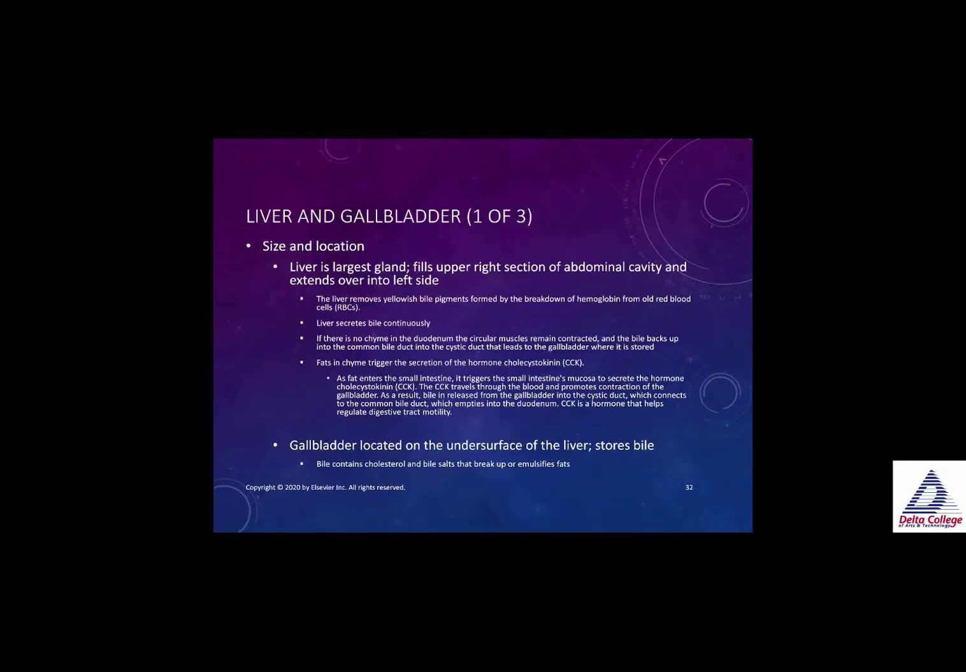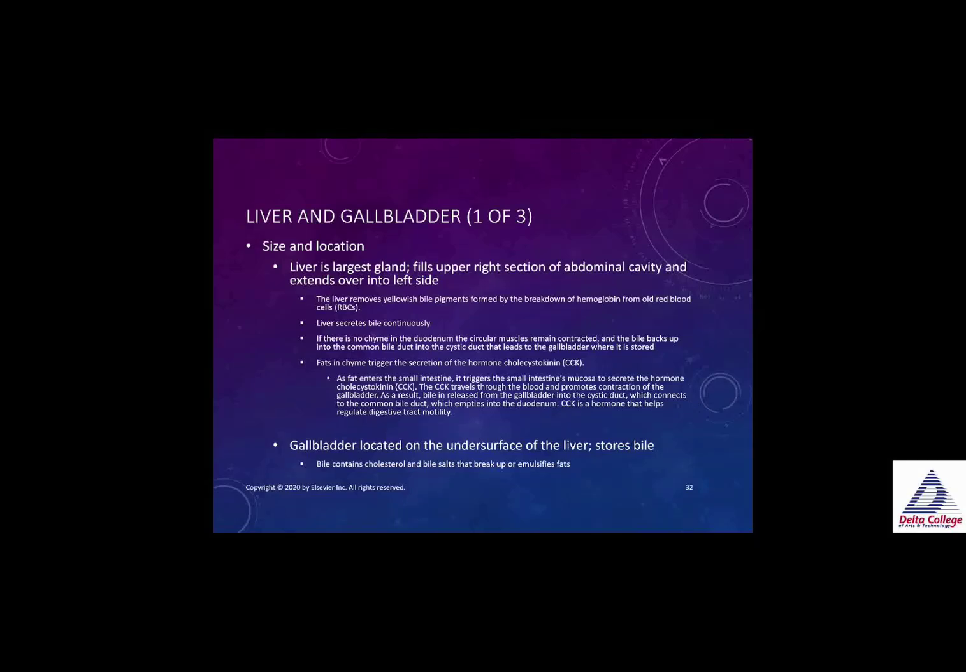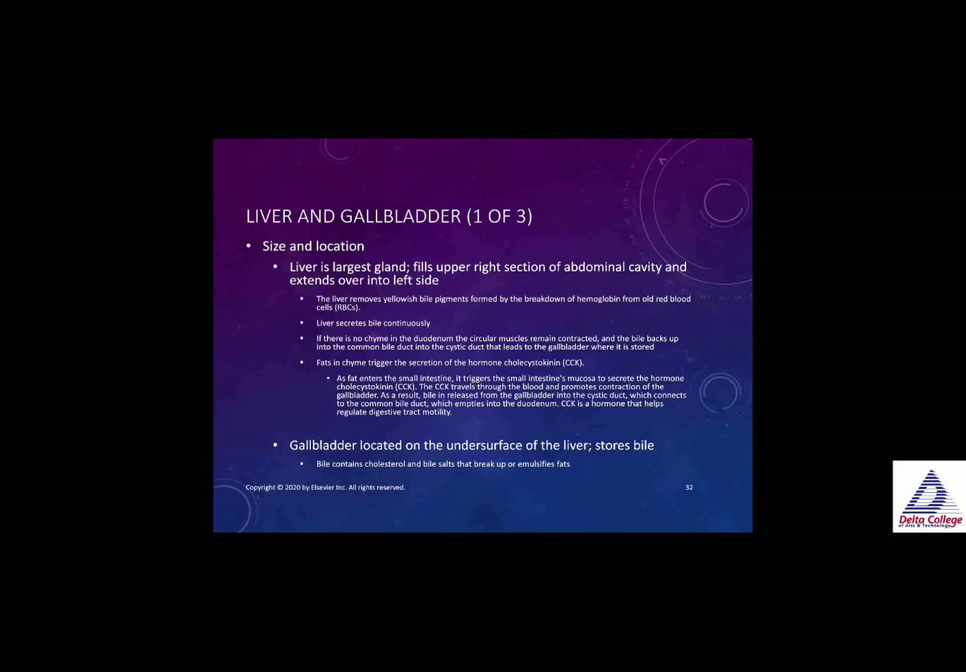Next is the liver and the gallbladder. The liver is the largest gland. It fills the upper right section of the abdominal cavity and extends over to the left side. It is an organ, but it is also a gland. The liver removes yellowish bile pigments formed by the breakdown of hemoglobin from old red blood cells. The liver secretes bile continuously. If there is no chyme in the duodenum, the circular muscles remain contracted and the bile backs up into the common bile duct, into the cystic duct that leads to the gallbladder, where the bile is stored.